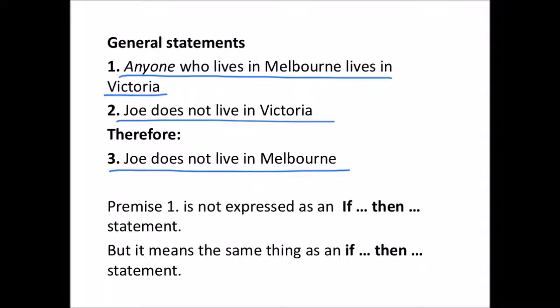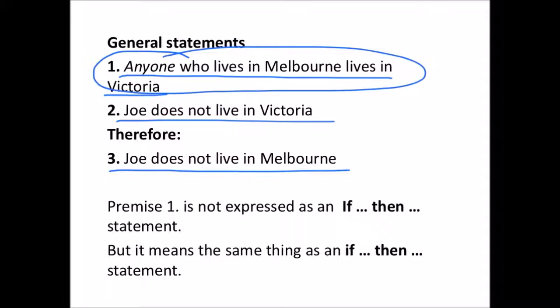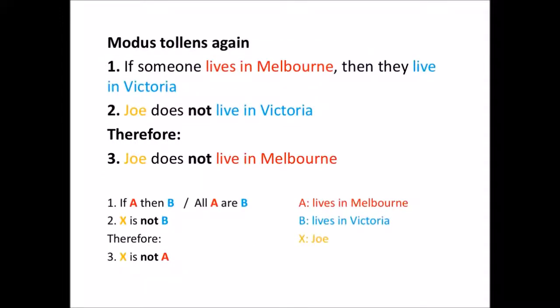This is fairly obviously a deductively valid argument, and it's very similar to an argument that we saw before, but notice that it does not have an if-then statement as the first premise. Nonetheless, that first premise does mean the same thing as an if-then statement. Here it is again. Anyone who lives in Melbourne lives in Victoria means the same thing as this. If someone lives in Melbourne, then they live in Victoria.